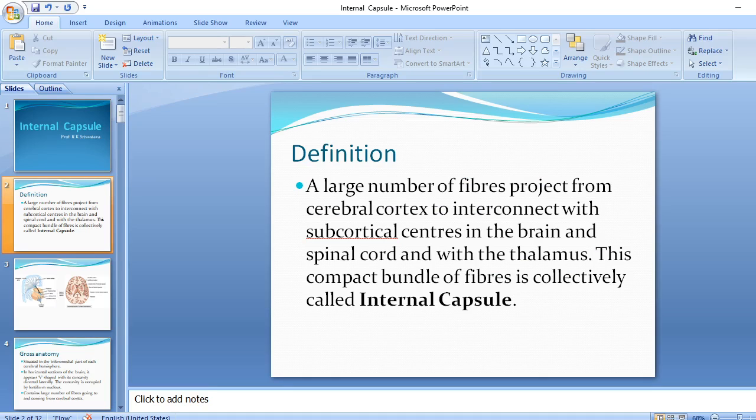This internal capsule is defined as a large number of fibers which project from the cerebral cortex to interconnect with the subcortical centers in the brain and spinal cord and with the thalamus. This compact bundle of fibers is collectively known as internal capsule.